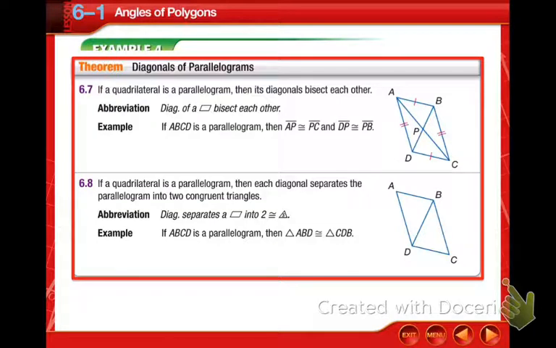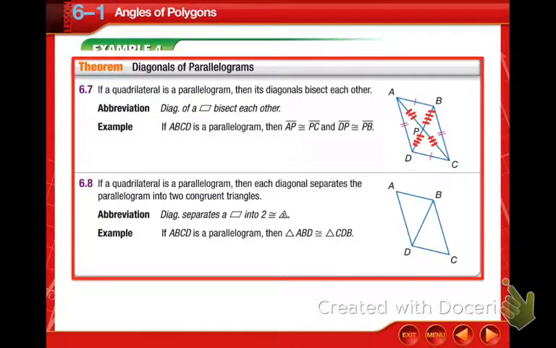But if ABCD is a parallelogram, then AP is congruent to PC, and DP is congruent to PB. So if we look at our image here, that means that AP here, with our 3 tick marks, is congruent to PC, and DP is congruent to DB, with 4 tick marks. Lots of congruency going on here, right? And that's going to help you out a lot in some of these problems we're going to do in a minute, okay?